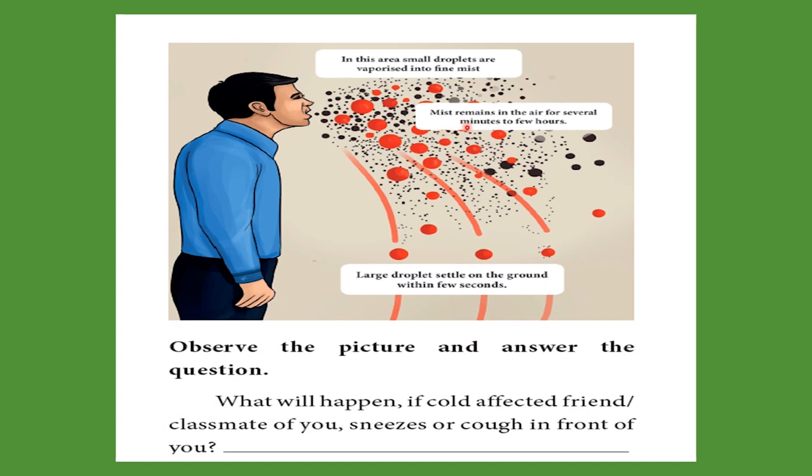So the mist remains in the air for several minutes to a few hours. It stays around us. That's why even with Corona I have said, when the coronavirus was at its peak around April-May, we said the coronavirus is around us, so we should not touch any object because it is active for 4 to 5 hours. So any airborne pathogen will remain around us, while a large droplet settles on the ground within a few seconds.